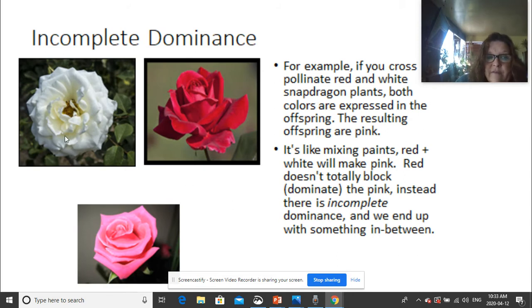So the white alleles are dominant and the red alleles are also dominant, and neither one is dominant enough to overpower the other one. So you get the third phenotype of being a mixture of the red and white. So it's kind of like you were mixing paint. You've got red and white, and if you mixed the red and white paint, you would get pink. So that's incomplete dominance. Neither one will completely dominate the other one. You'll end up with something in between.